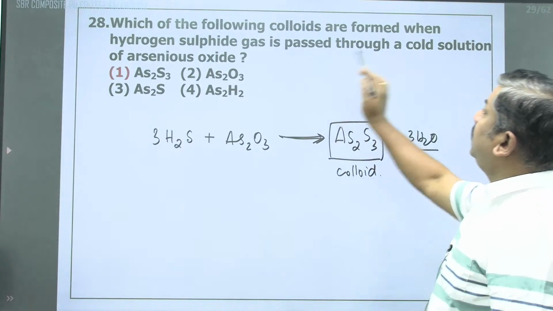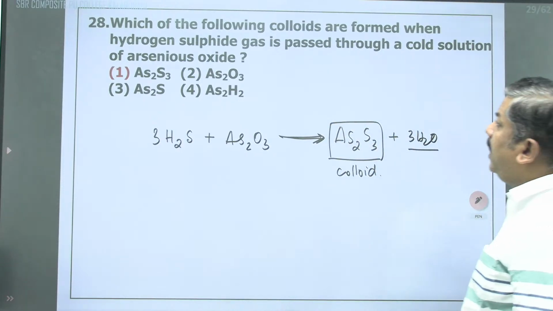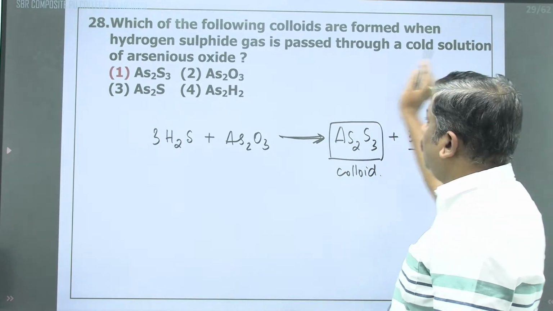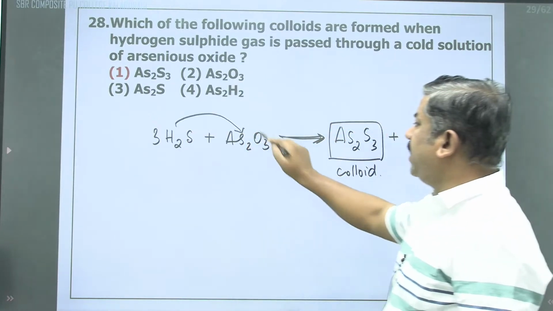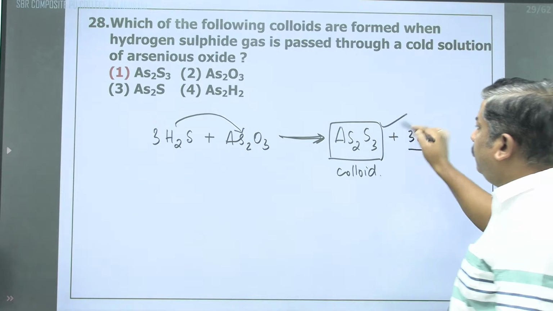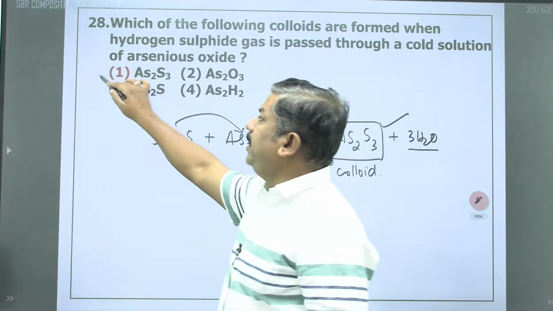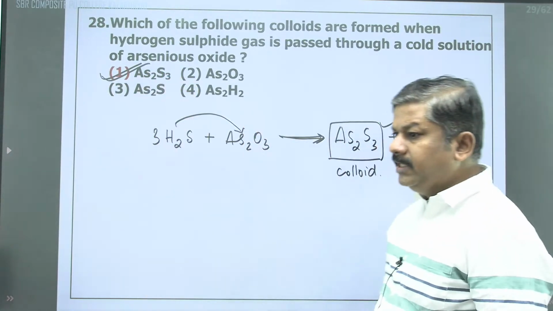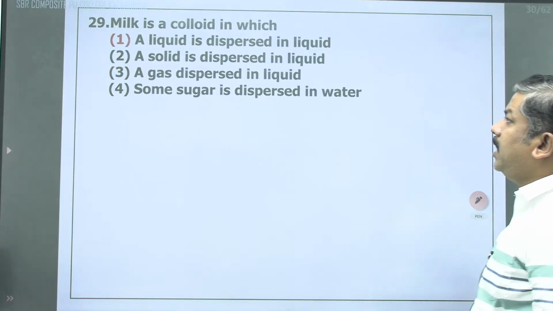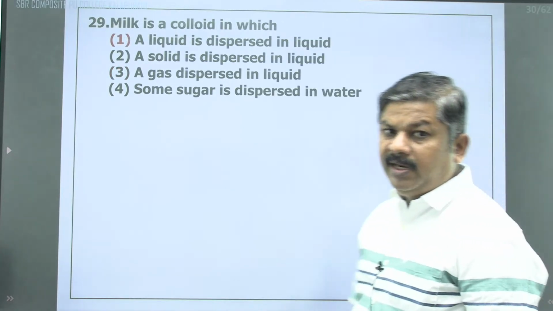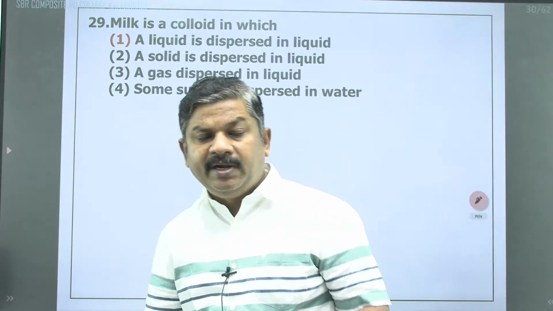So here, which of the following colloids are formed when hydrogen sulfide is passed through cold solution of arsenious oxide? When hydrogen sulfide gas is passed into this arsenious oxide, formation of As2S3 sol takes place. So option number 1 is correct for this question. 28, first option. 29. Milk is a colloid in which? Milk is the best example for emulsion, students.